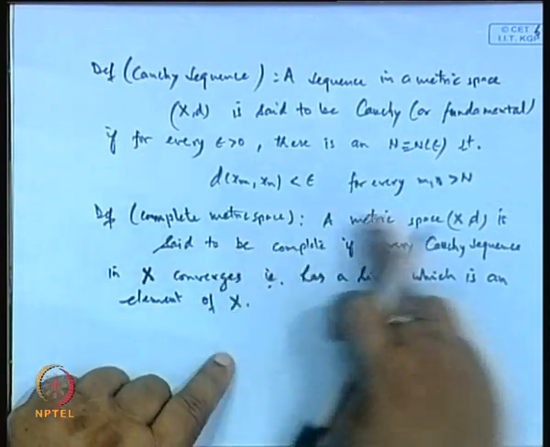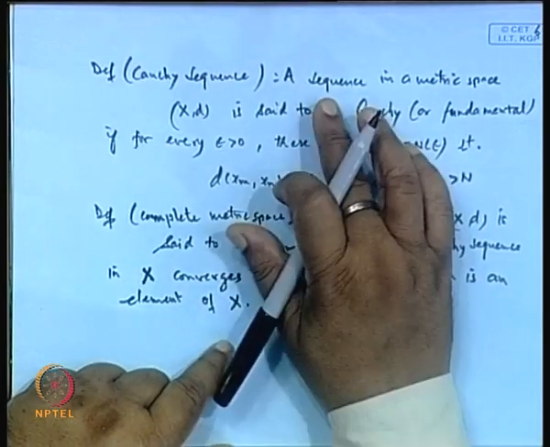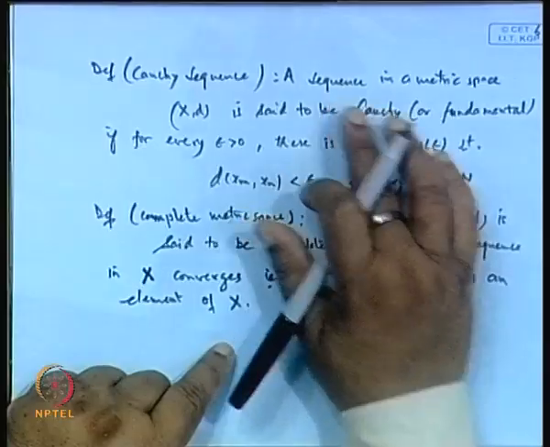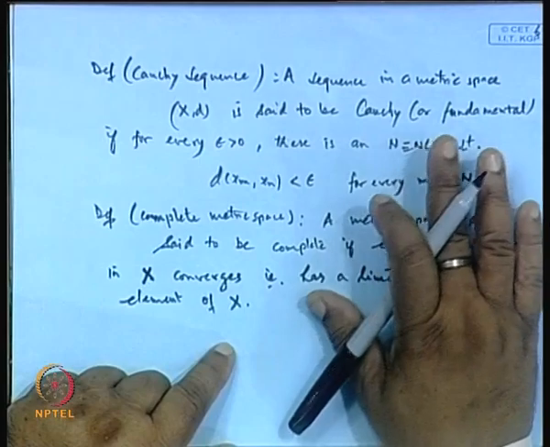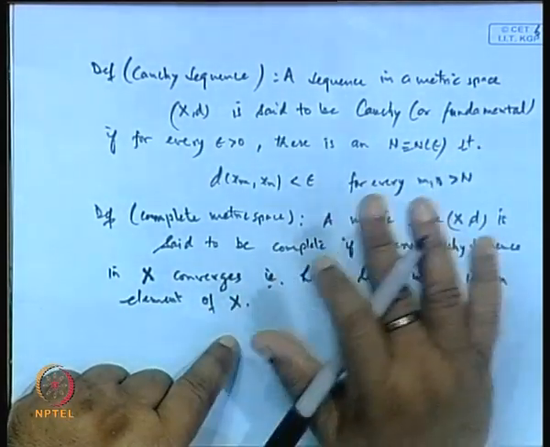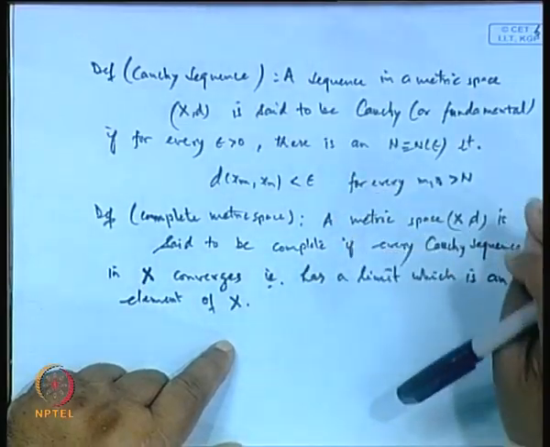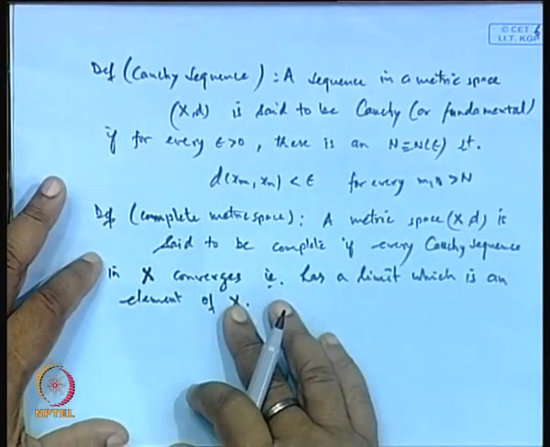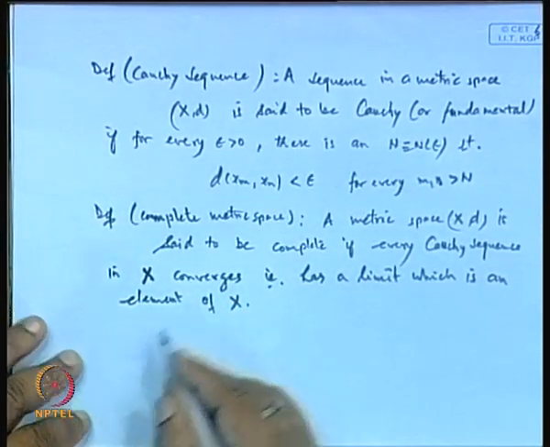So, obviously, with this definition one can say the set of real numbers or the set of complex numbers under the usual metric is a complete metric space, because the Cauchy convergence criterion says every Cauchy sequence of real or complex numbers must be convergent, and vice versa. But in a general metric space, whether it is true or not, let us see.